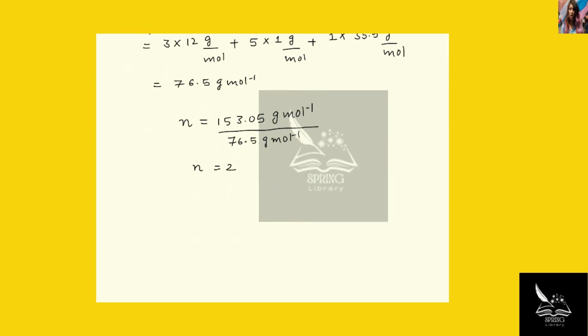Hence we can say that the molecular formula will be equal to 2 into C3H5Cl. On doing so, we are getting the molecular formula as C6H10Cl2. This is the answer.